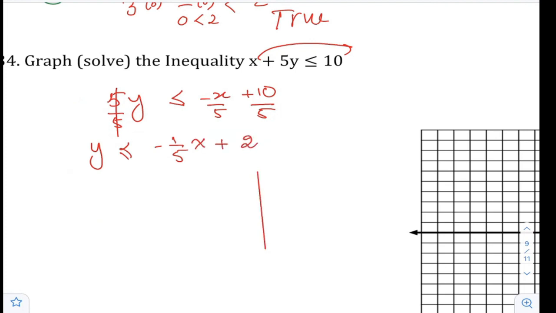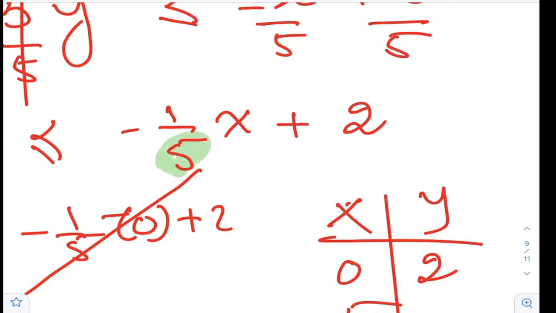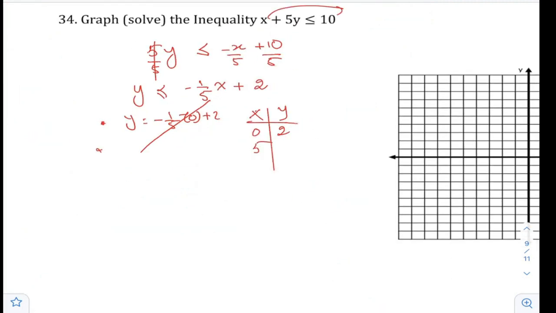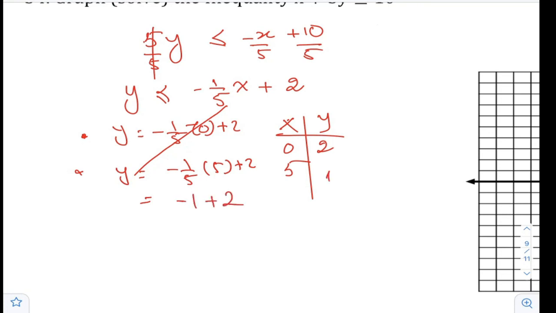When you generate your table, be smart. Use 0. It's nice. So the first point will be y less than or equal to minus 1 over 5 times 0 plus 2. So it is 0 plus 2, 2. The second point, I will use 5 because there is a denominator 5 here. So use multiples of 5. So I will use 5, and minus 1 over 5 times 5 is minus 1 plus 2 is 1.